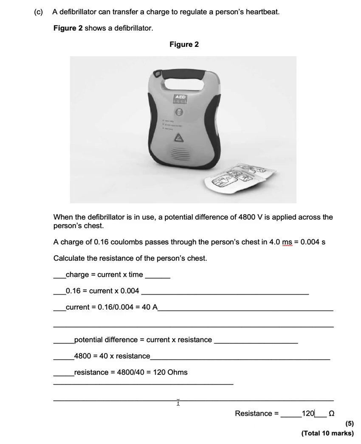And again, I would be checking my rearranging. So I would be typing in 120 is my resistance. That goes in here. So 40 times 120, check I get 4,800. 40 is my current. That goes in here. 40 times 0.004, check I get 0.16.